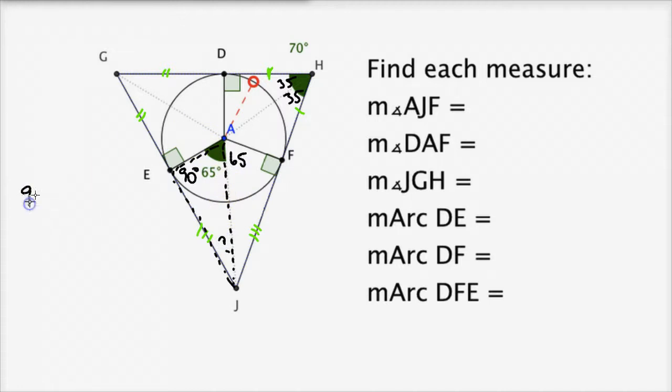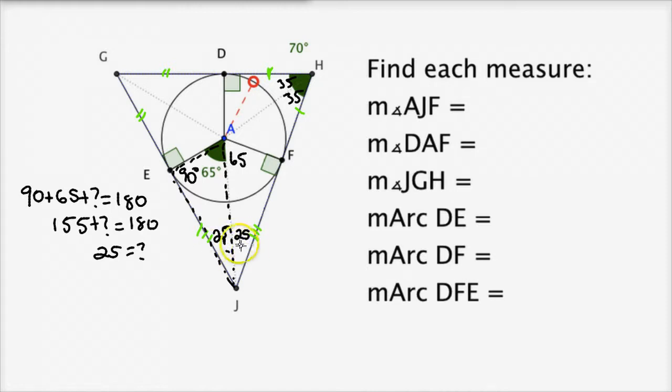Well, I know 90 plus 65 plus question mark equals 180. Sweet, so that's 155 plus something equals 180. And that must be 25. Okay, so that means that this little angle in there is 25, as is the other side. Together, those would make 50. I could do the same thing to solve for these here.